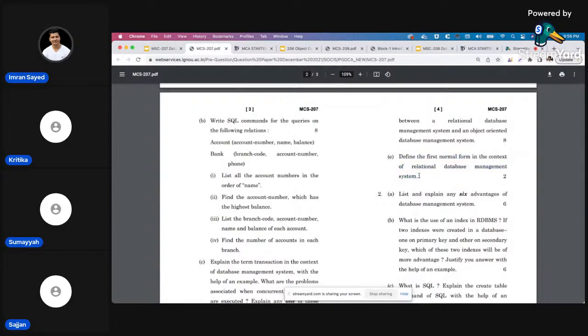Define first normal form in the context of a relational database management system. So Sumaya, I don't think we even have to look at the slides. You can just say it. The first normal form: a table is in the first normal form if it has atomic values. That means it shouldn't have multi-valued or composite attributes. And each row of the table should be unique.